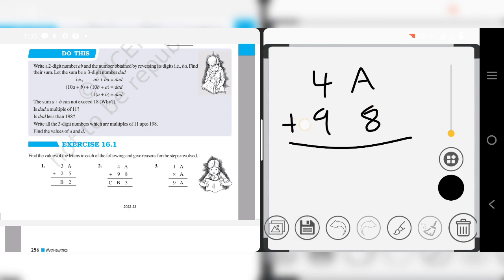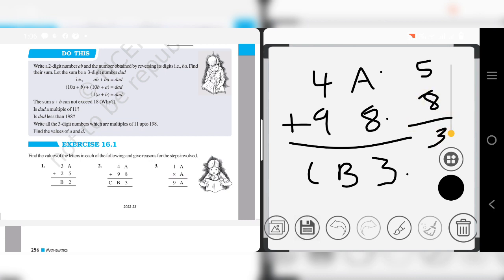Let's assume that this 3 is the unit digit of number 13. So if we add a and 8, it should come 13. So after 8: 9, 10, 11, 12, 13. So we got 5. So the value of a may be 5 and 5 plus 8 will be 13. And 4 plus 9 is 14. So C value is 1 and B value is 4.